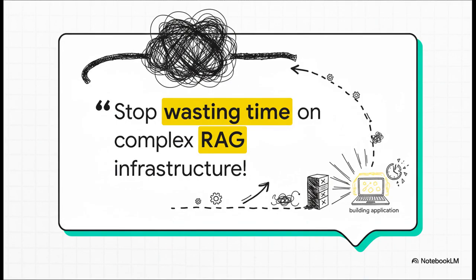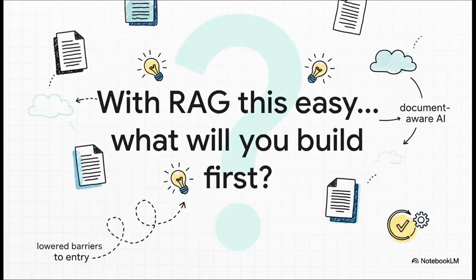And you see, that brings us right back to where we started this whole conversation. The main idea, the core value, is crystal clear. Stop wasting your time fighting with infrastructure and start spending your time actually building the cool thing you wanted to build. So now that the barrier to entry for building these really smart, document-aware AI apps has been completely lowered, it really only leaves one question, right? If you can build a custom chatbot in minutes, what are you going to create first?